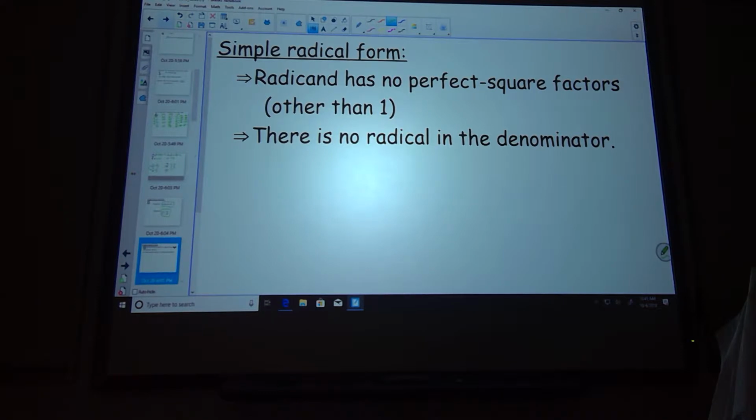Okay, the radicand has no perfect square factors other than 1, so that's how you simplify it. There's no radical in the denominator. The reason you can't have a radical in the denominator, you want to know what the real reason is that you can't have a square root in the denominator?